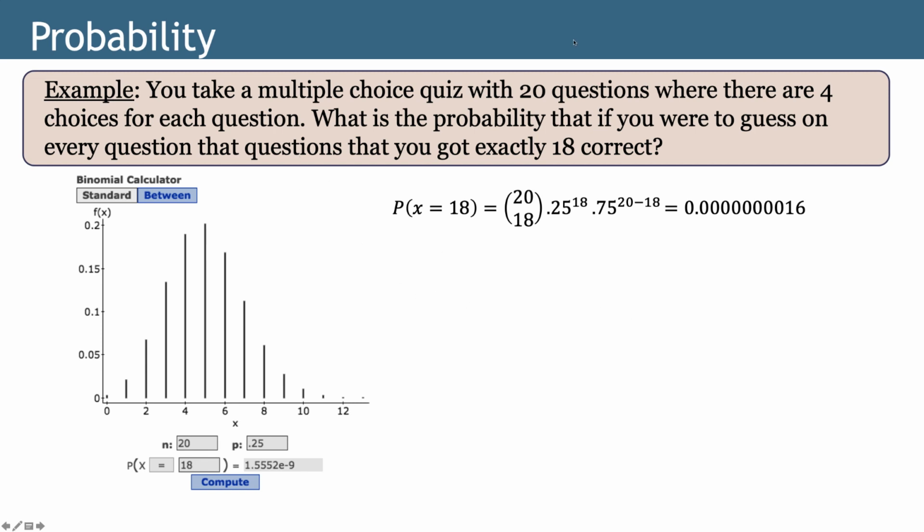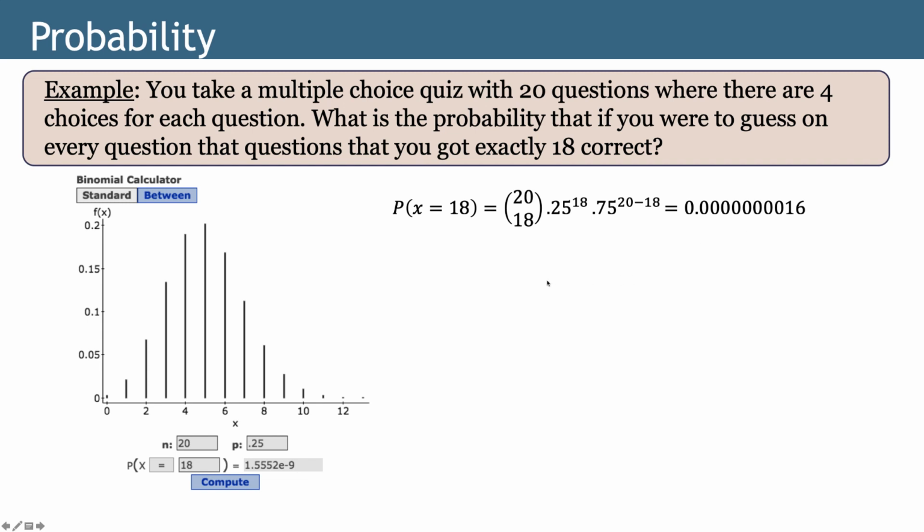So you take a multiple choice quiz with 20 questions. So that's like 20 trials. Every question has 4 choices. And so, by the way, the probability of a success is you get that 1 out of 4 correct, right? 0.25. A failure, there's 3 ways out of 4 to fail. So 0.75. And so my question is, what is the probability if you were to guess on every question, you get exactly 18 correct? Well, if I was using the formula, 20 is n, 18 is x, crank it out, really, really small. Oh man, no chance. You're not going to guess 18 correct.